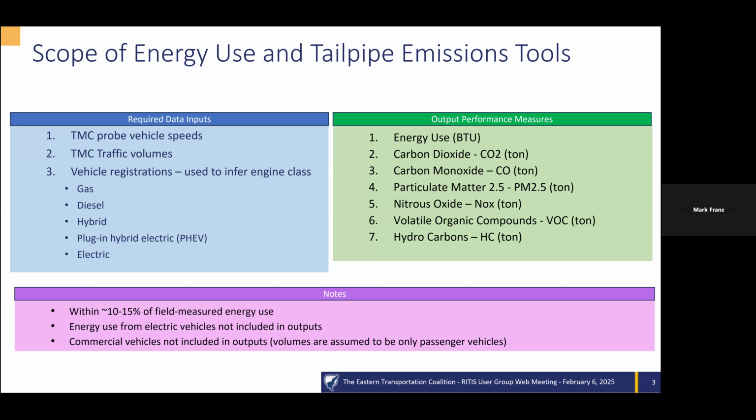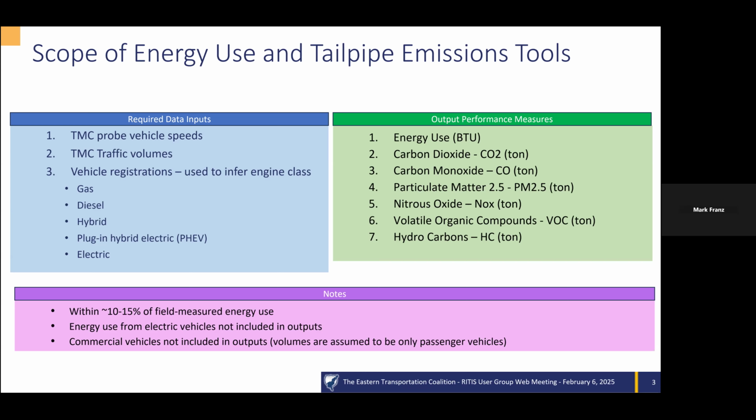Each of our tools produces outputs that give estimations on the energy use and several emissions parameters. So energy use itself is in the units of BTUs, and then each of the emissions parameters are in the units of tons, and they include carbon dioxide, carbon monoxide, particulate matter 2.5, nitrous oxide, volatile organic compounds, otherwise known as VOC, and hydrocarbons.